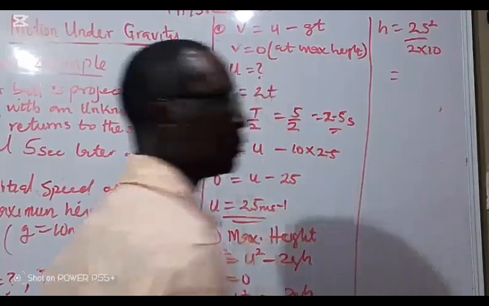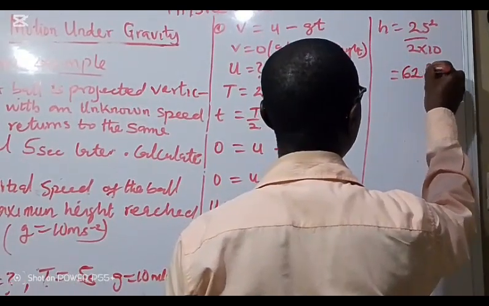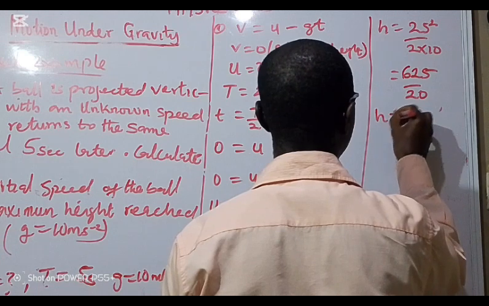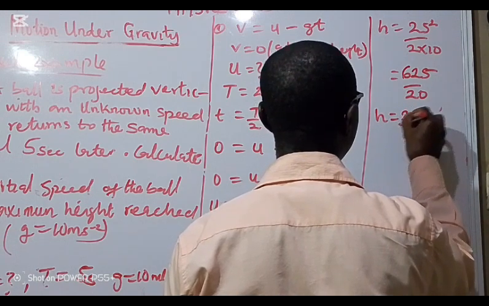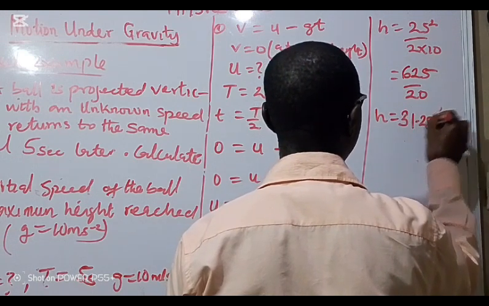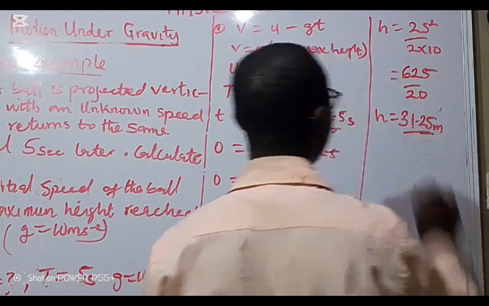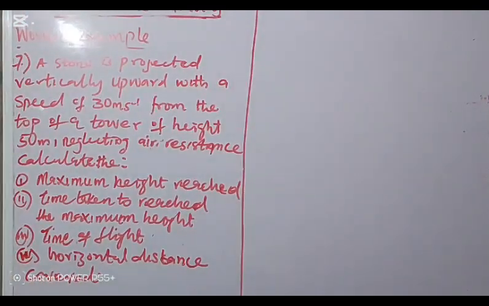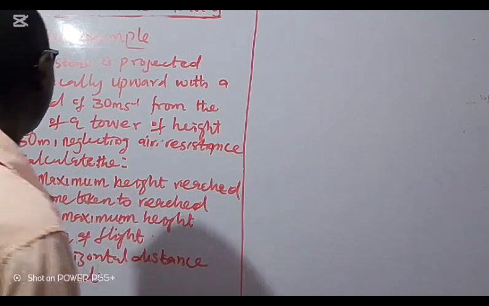625 divided by 20. So H, the maximum height, will be equal to 31.25 meters. That's the answer. Now let's take this one as example 7, which will be the last example under this topic.